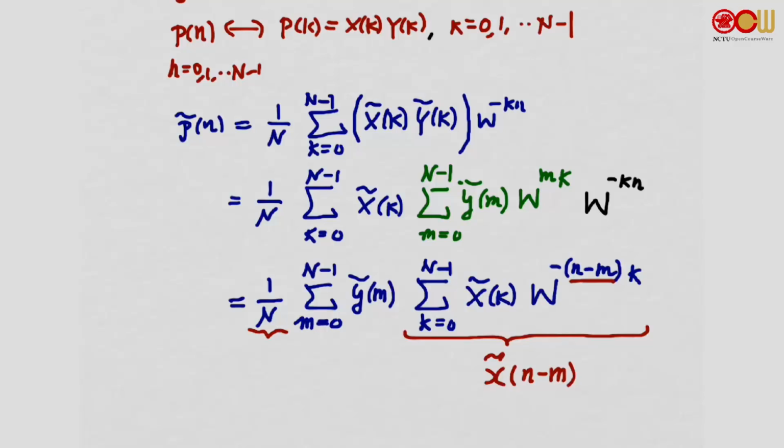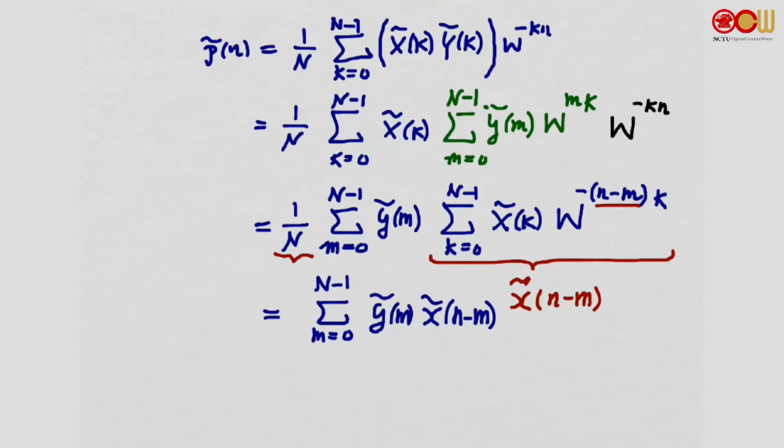We get this IDFT. Now we can write it as the sum over m from 0 to N minus 1 of y tilde m times x tilde n minus m. What does this look like? Does it look like an expression of convolution?